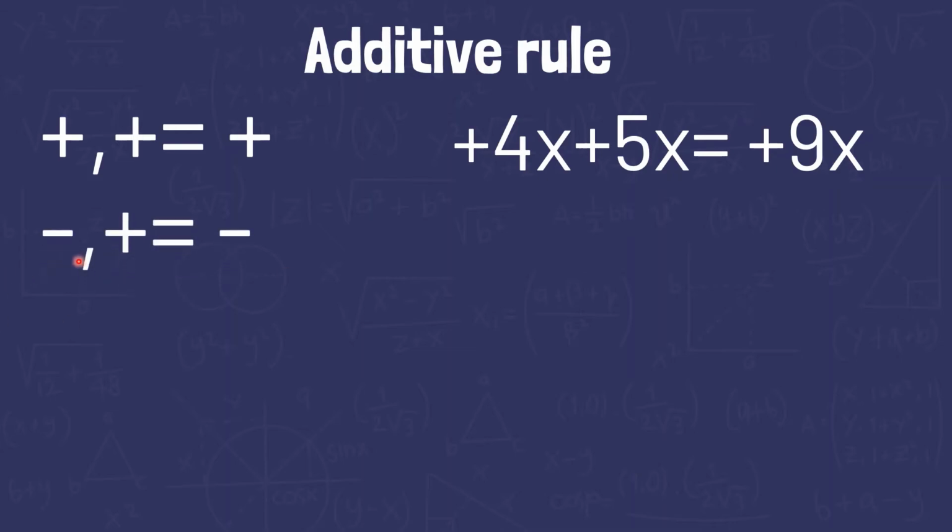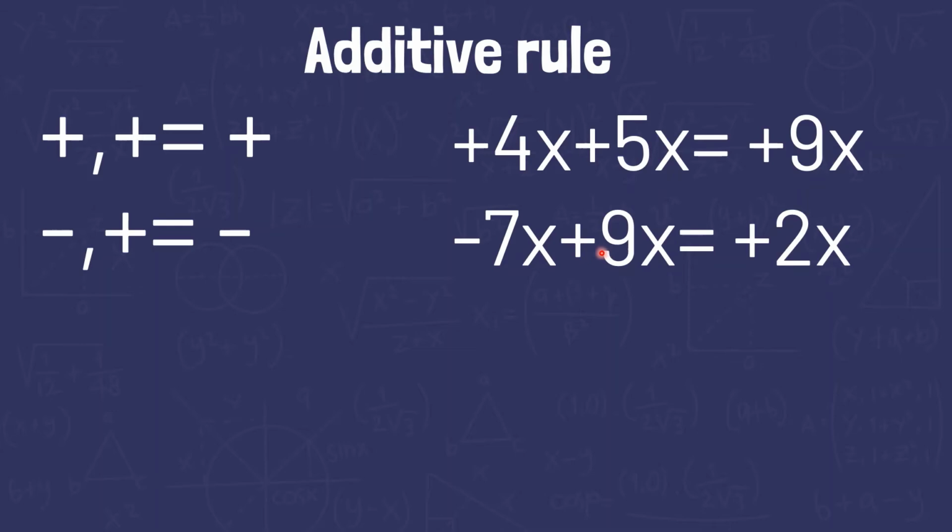Now over here we have two different signs, minus and plus, so we're going to be subtracting them. Minus 7x plus 9x, these are different signs. After subtracting this, we got the answer 2x because these are different signs. And the question is, how do we know what sign to use? We're going to be using the sign of the greater number. Is 7 greater or 9? 9 is greater and 9 has the plus sign. So we also use the plus sign at the end.